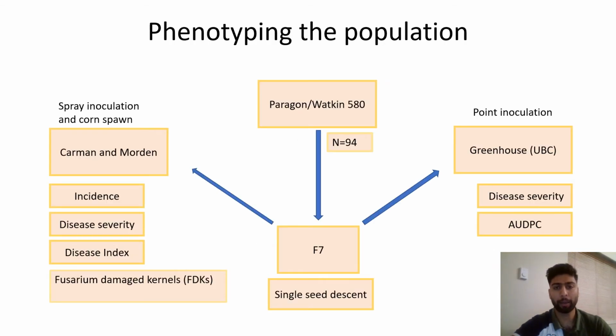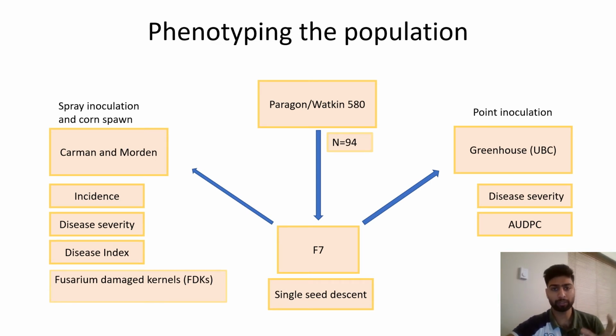So here is the mapping population. Paragon is the recipient parent and Watkins 580 is the donor parent. Watkins 580 is a landrace and it was screened earlier for its resistance against FHB and found to have a good level of resistance against FHB type 2, 3, and 4. So the population size is 94 and we advanced it to F7, where it attained a fairly homozygous state, with the single seed descent method.